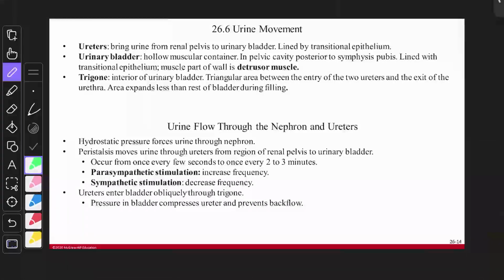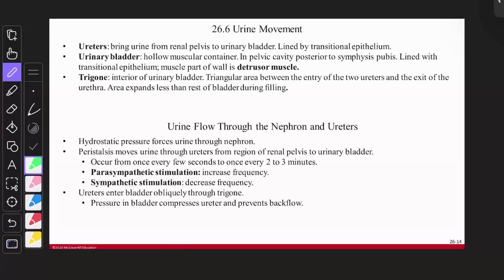So we have the ureters. They're going to take the urine from the renal pelvis to the urinary bladder. Okay. The urinary bladder is literally just a storage vessel. It does nothing except hold the urine. There is a portion of the wall called a detrusor muscle. We're going to talk about that in a minute.